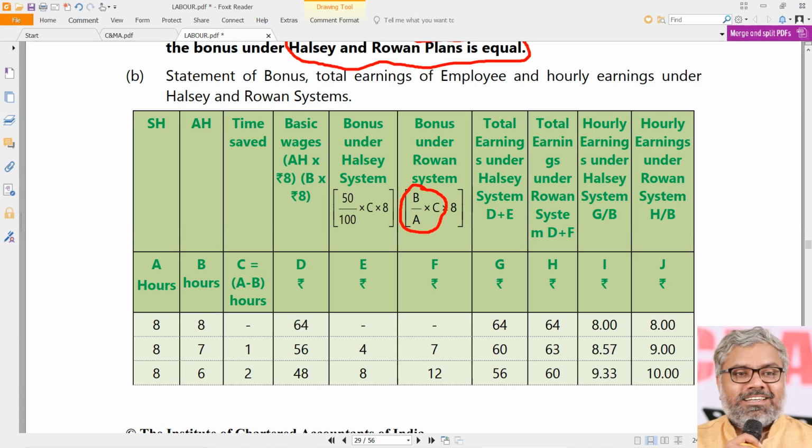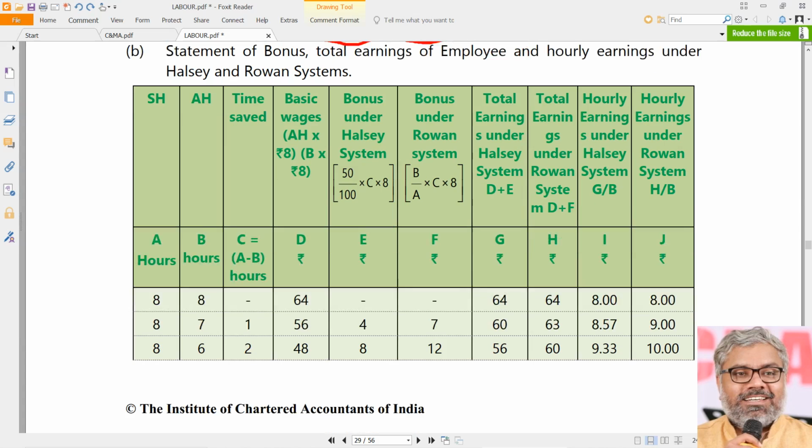Take any one thing. B is time taken, divided by A which is time allowed, multiplied with C which is time saved, multiplied with the rate, that is 8 rupees, which is standard. That gives us bonus under Rowan plan.